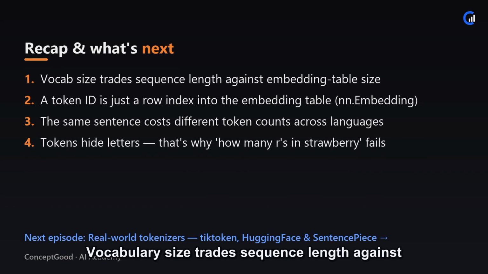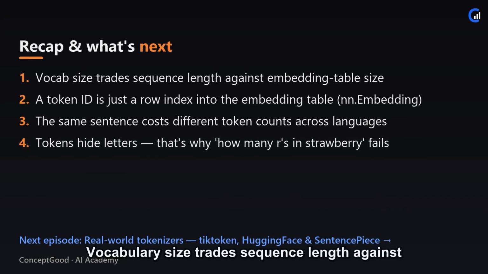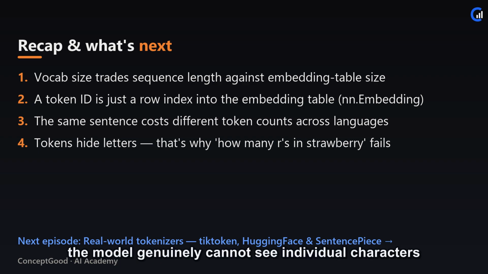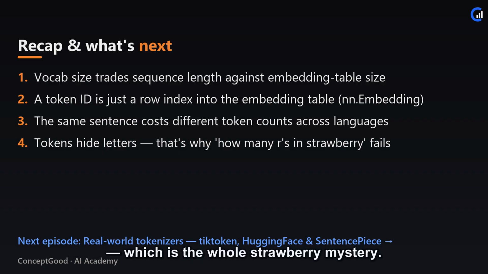Let's recap. Vocabulary size trades sequence length against the size of the embedding table. A token ID is just a row index into that table. The model's understanding lives in the row, not the number. The same meaning can cost very different token counts across languages, and because tokens fuse letters together, the model genuinely cannot see individual characters, which is the whole strawberry mystery.